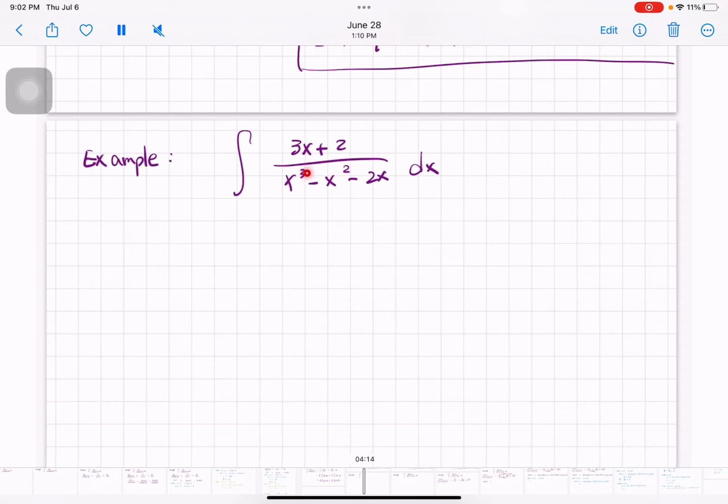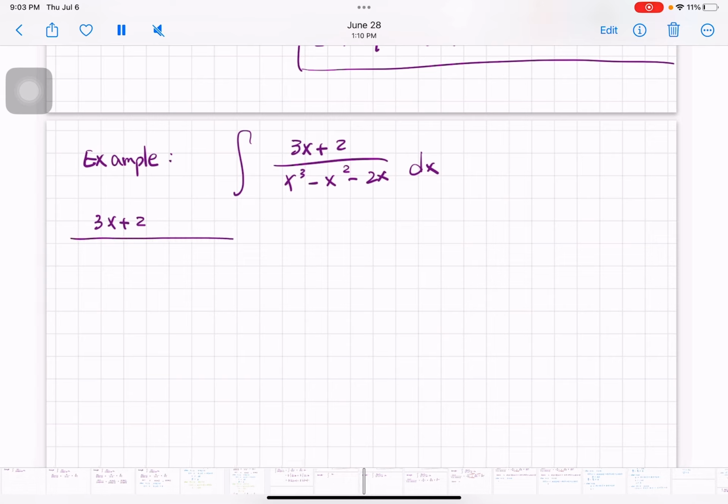Let's look at another example: 3x plus 2 over x cubed minus x squared minus 2x. We can see that the denominator has degree 3, which is greater than the numerator degree 1. So our first step is to factor the denominator x cubed minus x squared minus 2x as x times x squared minus x minus 2, where x squared minus x minus 2 can be further factored as x minus 2 times x plus 1.